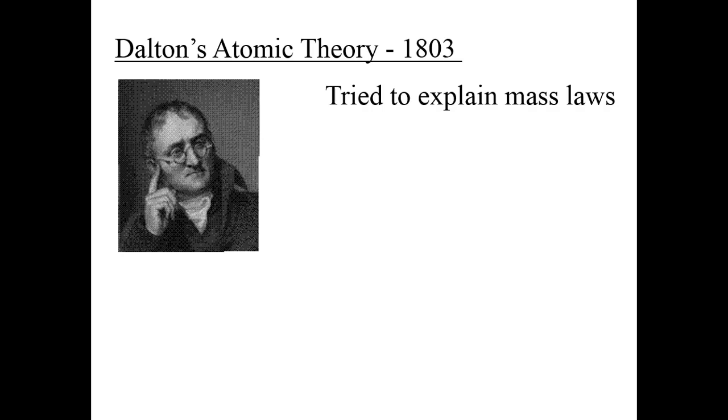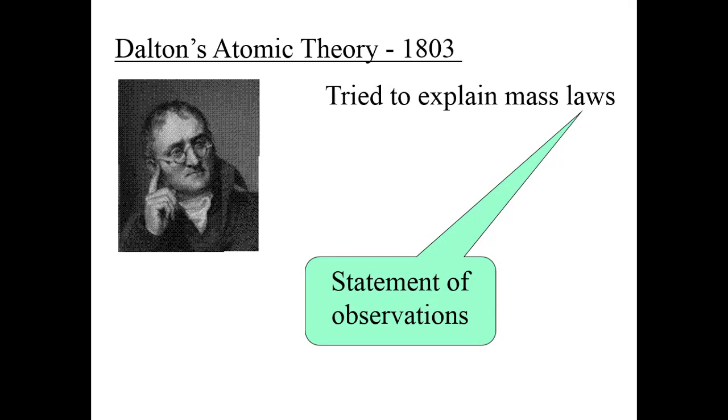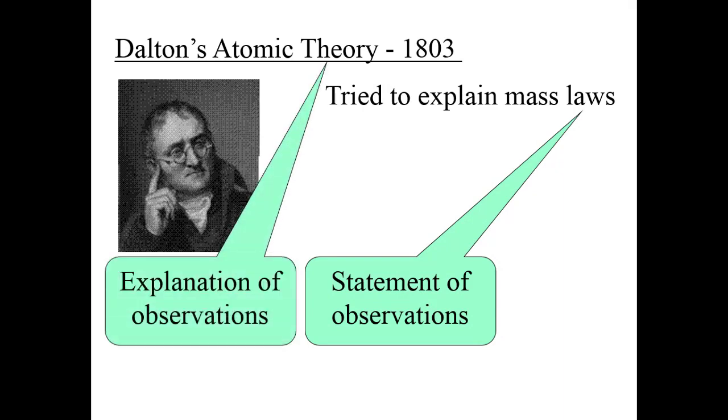Then, in 1803, John Dalton published what has come to be known as Dalton's atomic theory. He was trying to develop a theory that would explain the three mass laws that were known or being developed at the time. Remember that a law is a simple statement of consistent observations. A theory goes deeper in that it tries to explain the observations. Let's look closer at the laws and then at Dalton's theory.